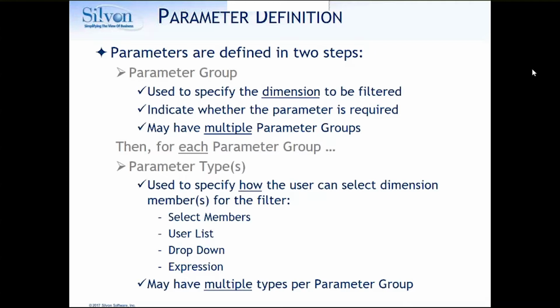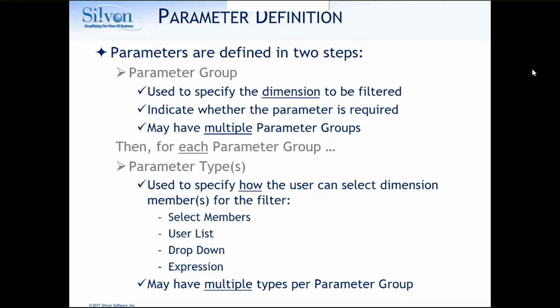And again, you can have multiple parameter groups per view. Now, for each parameter group that you define, you then define what I call a parameter type. How do you want the user to be able to select the values for that particular parameter? And there are 4 types.